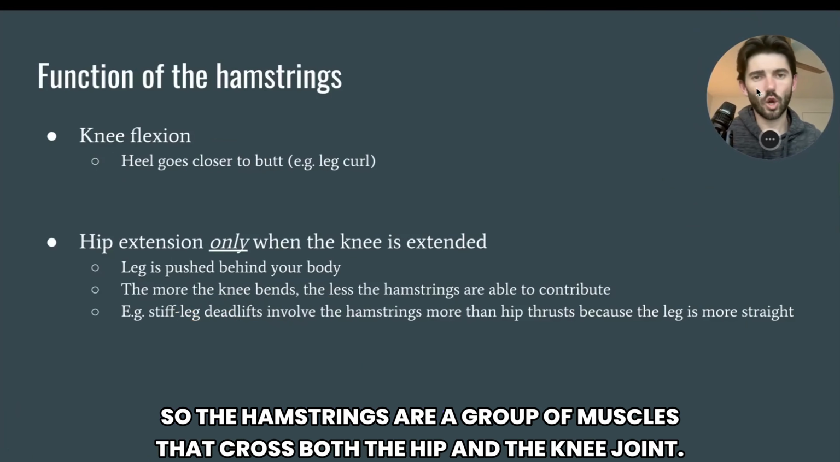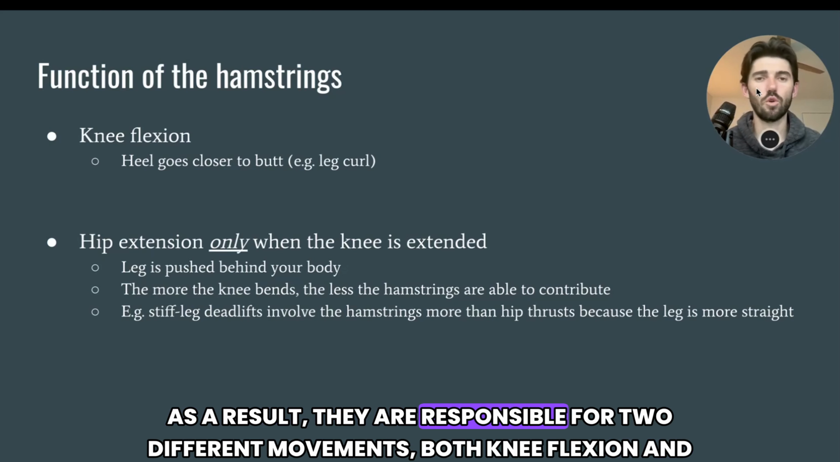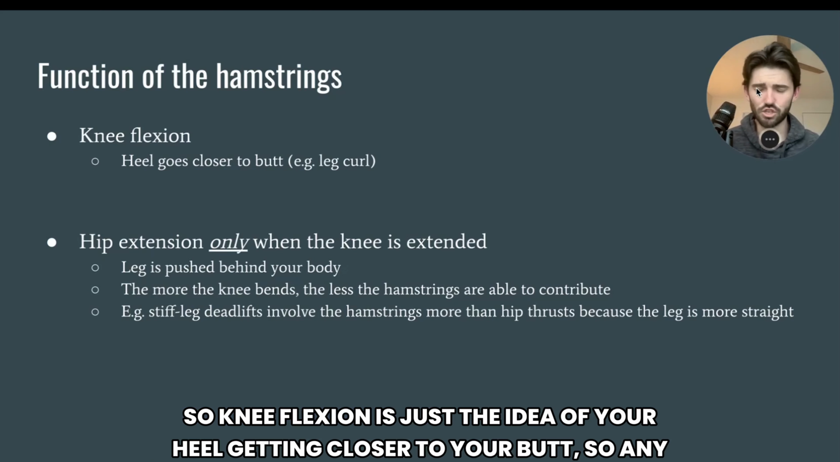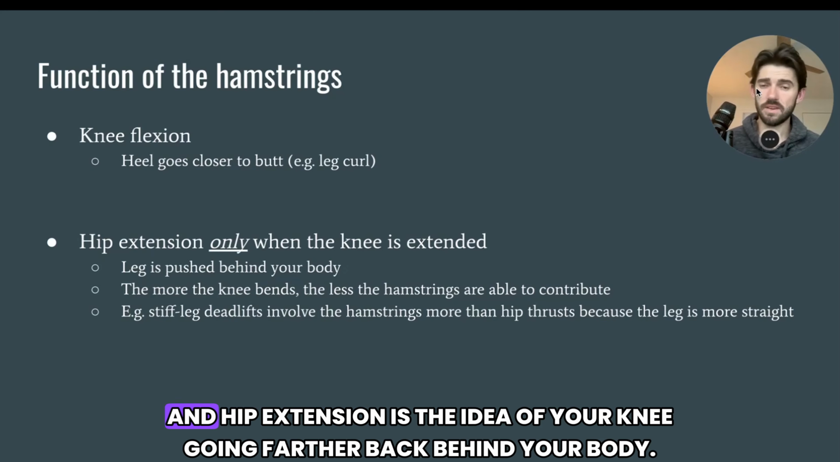So the hamstrings are a group of muscles that cross both the hip and the knee joint. As a result, they are responsible for two different movements, both knee flexion and hip extension. Knee flexion is just the idea of your heel getting closer to your butt, so any kind of leg curl action. And hip extension is the idea of your knee going farther back behind your body.